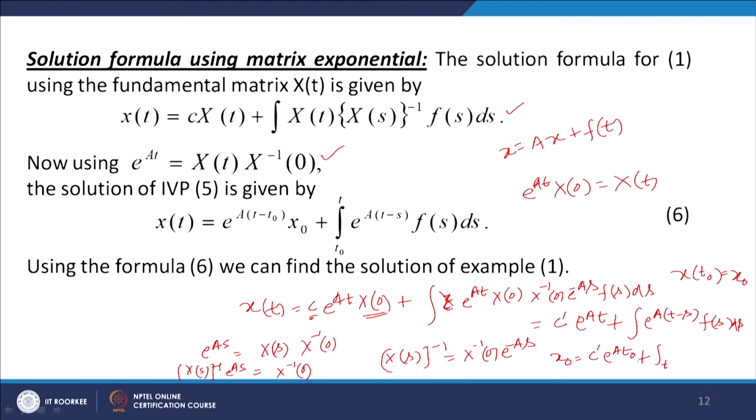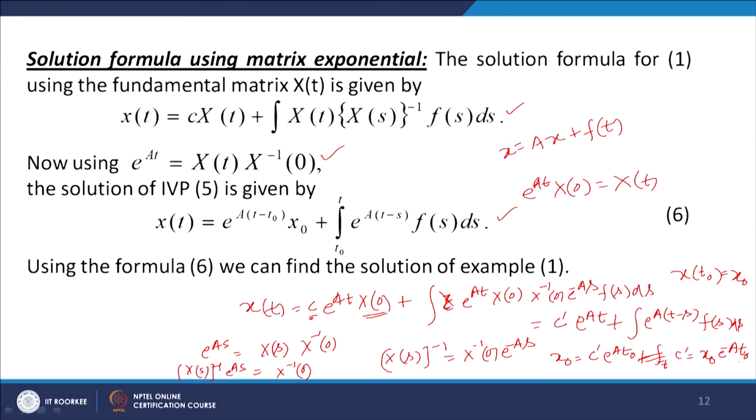So, when we put t equal to t naught, this integral will be 0. So, X(t naught) equal to X naught equals C dash e to the power A t naught, and therefore C dash equals X naught into e to the power minus A t naught. So, we will get e to the power A times (t minus t naught) into X naught plus this integral. You can put here t equal to t naught, this integral vanishes, and what we get is X(t naught) equal to X naught. Now, this formula we can also use to determine the particular solution of example 1.